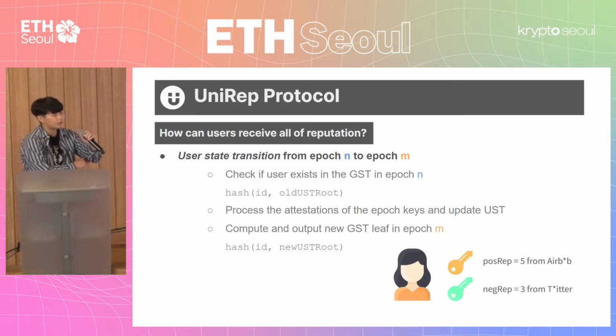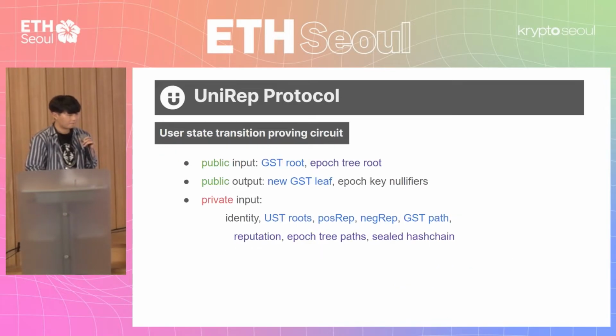So how can the user receive the reputation? For example, the user will perform a user state transition from epoch N to epoch M. Here is what she will do. The first one is that she will prove that she has signed up or has performed the user state transition in epoch N and processed all the attestations. And finally, she will compute a new global state tree leaf in epoch M.